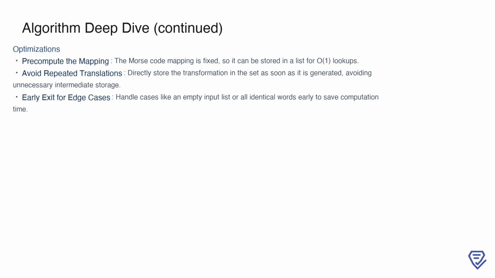To optimize this solution further, we can leverage several strategies. Since the Morse code mapping is fixed, we can pre-compute and store it as a list for constant time lookups, avoiding any redundant computation. Additionally, instead of using intermediate variables to store the translation, we can directly insert the generated transformation into the set, streamlining the process and reducing memory usage. For edge cases, we can implement early exit checks to handle scenarios such as an empty input list or all identical words, saving unnecessary computation time. These optimizations ensure the algorithm remains both efficient and easy to maintain, even for larger input sizes.